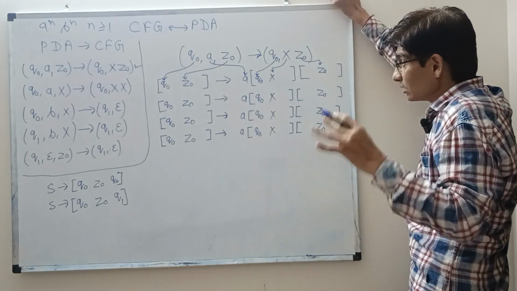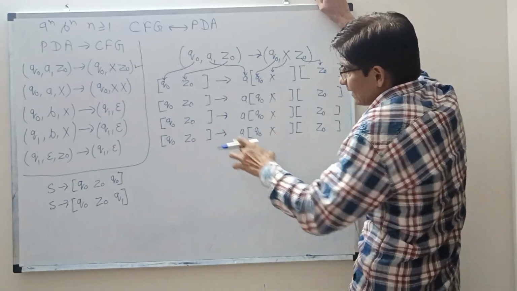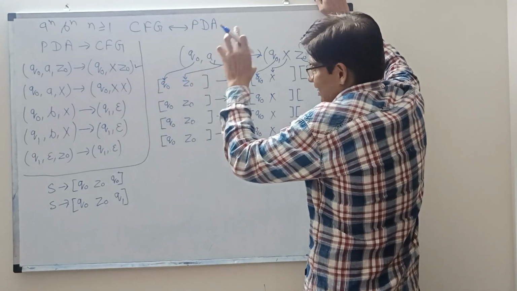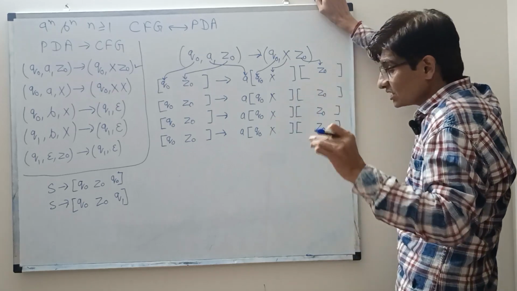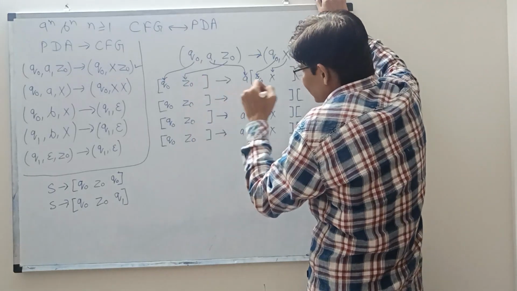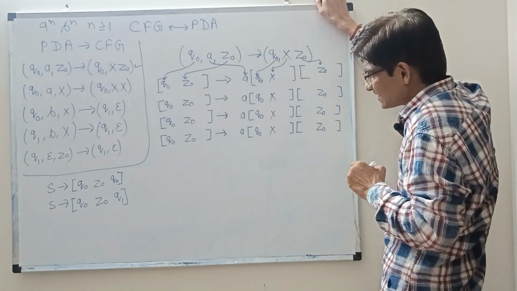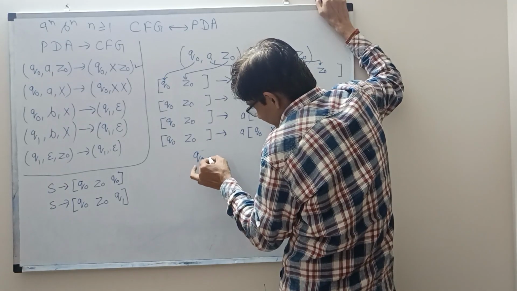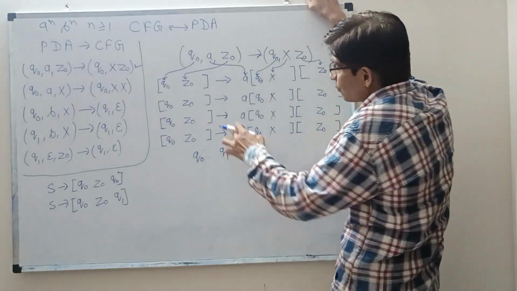Now see, for a variable, as I told you, there will be a triple form: one member from Q, then one member from gamma, then another member from Q. Here also we have two variables, and here we have one variable. Now the names of these variables are not completed yet. So now I will tell you how to fill all these positions. Here you have two different states, which are Q0 and Q1.